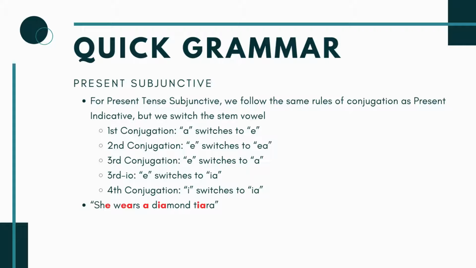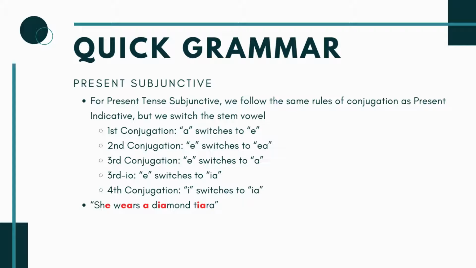And you learn that sometimes you switch them around, but in general, there's going to be a vowel when you get rid of the RE on the infinitive, right? We call it the stem vowel. To make the present subjunctive, you're going to switch around the stem vowel. So when you have a first conjugation verb, that A is going to switch to an E when it's subjunctive.